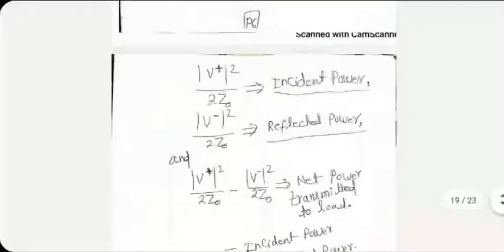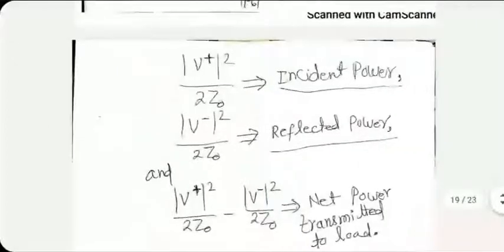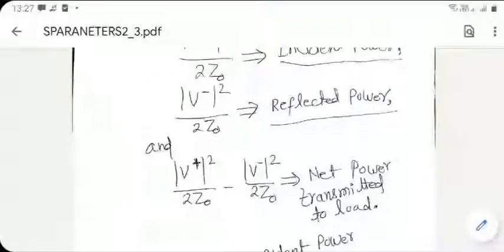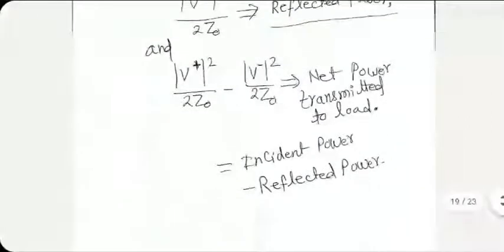So what is happening is this. This term, V plus magnitude whole square divided by 2 Z naught, denotes the incident power in watts. The term V minus magnitude square divided by 2 Z naught denotes the reflected power in watts. And the difference of the two is the net power that the load is getting. If there is no reflection, then reflected power will go to 0 because V minus will be 0. Then the entire power will be delivered to the load. That is called matched condition, where ZL equal to Z naught.